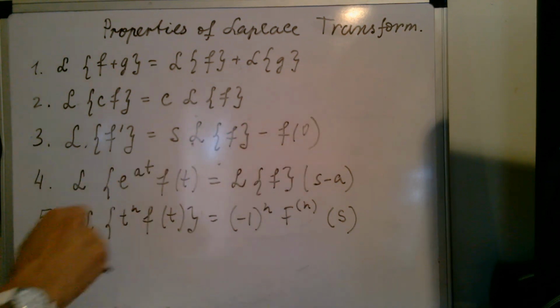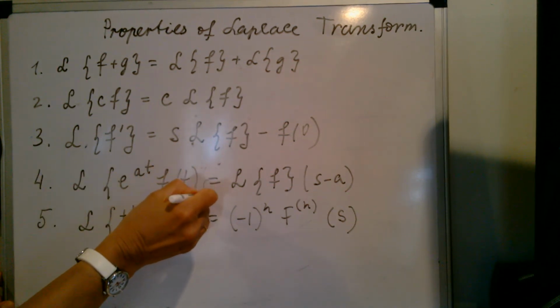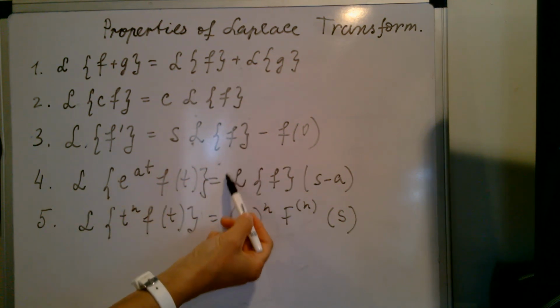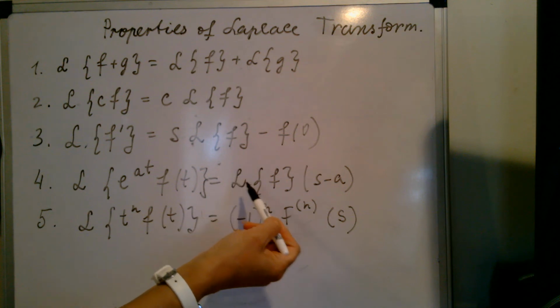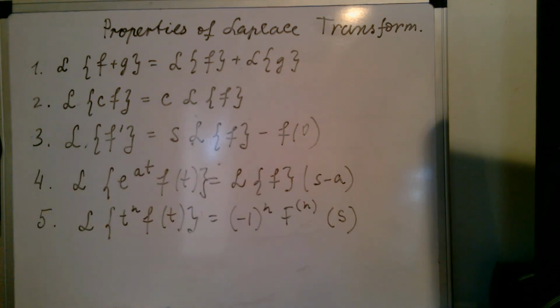The next two properties I did not prove, but I'm going to do it. So, property number 4. If you multiply a function by e to the power of at, for the Laplace transform, you can find the Laplace transform of the function, but instead of argument s, put argument s minus a.